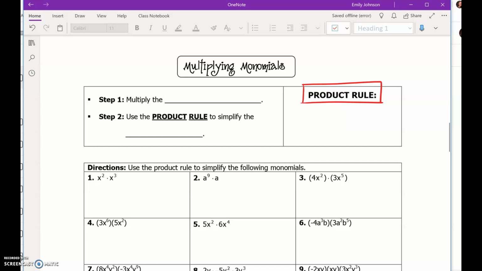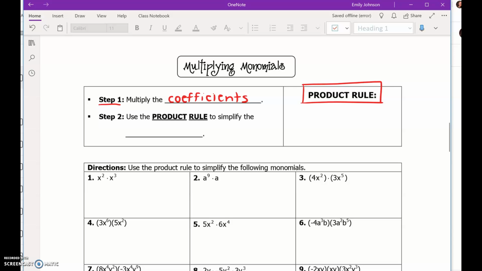As you can see at the top of the paper, we are multiplying monomials, which means we are multiplying one term by another one term. There are 2 steps to this written here at the top. Step number 1 is to multiply what we have called the coefficients. So if you remember, the coefficients are the numbers in front of the variable. So just as we would on any normal multiplication question, we are going to multiply those numbers in front of the variables together first to get the beginning part of our answer.